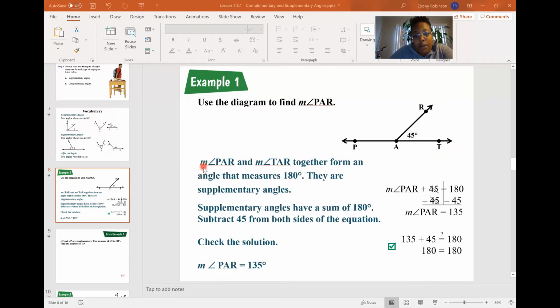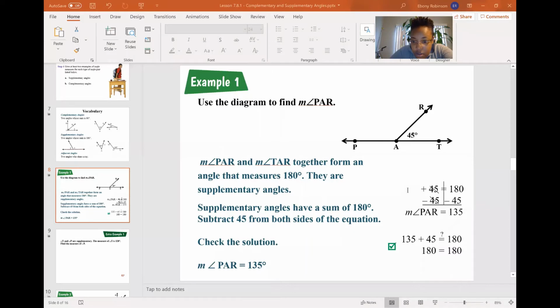And they told us here, measure angle PAR and measure angle TAR together form an angle that measures 180 degrees. They are supplementary angles. Supplementary angles have a sum of 180 degrees. So to figure that out, we're going to set up this equation. The measure of angle PAR plus 45. Now, I will tell you this. Yes, we're writing measure angle PAR, but if you don't want to write it that way and you just want to use a variable, we can do that. So I'm gonna do that for you because I love you guys and I want to keep it simple for you. So I'm gonna erase that.